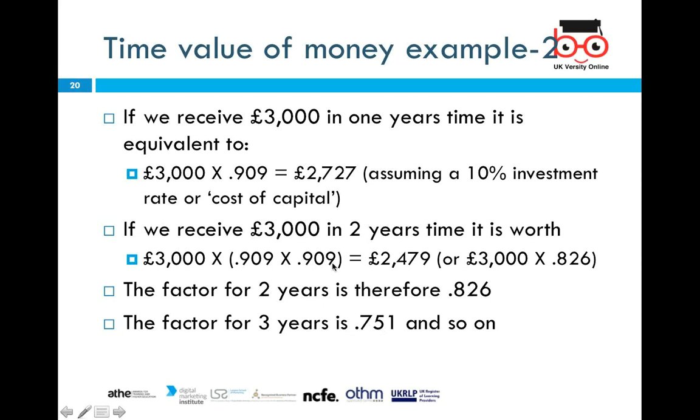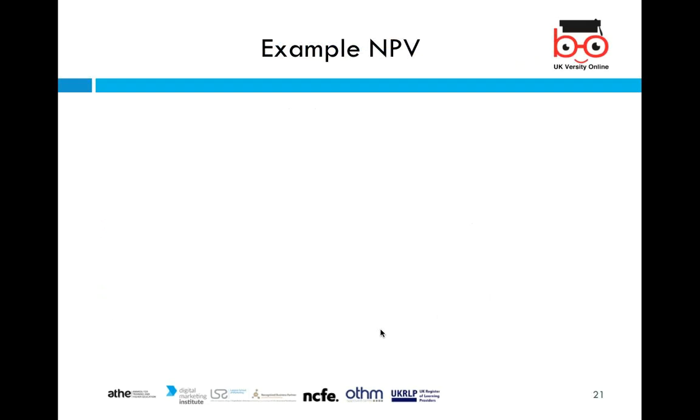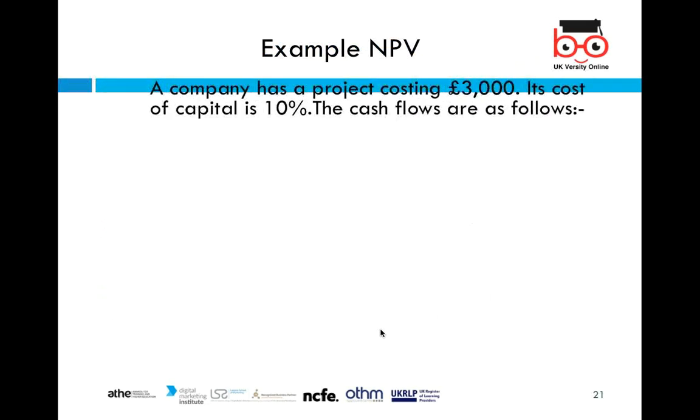That's the 0.826, and the factor for 3 years is 0.75. If it is 0.909 multiplied by 0.909 multiplied by 0.909, the discounting factor when multiplied will come to 0.751. There is a discounting factor table I will show you in the next class, how you use it when you calculate the net present value. But today we are going to understand what the discounting factor is, how we calculate the time value of money, and what the different tools and techniques of investment analysis are.